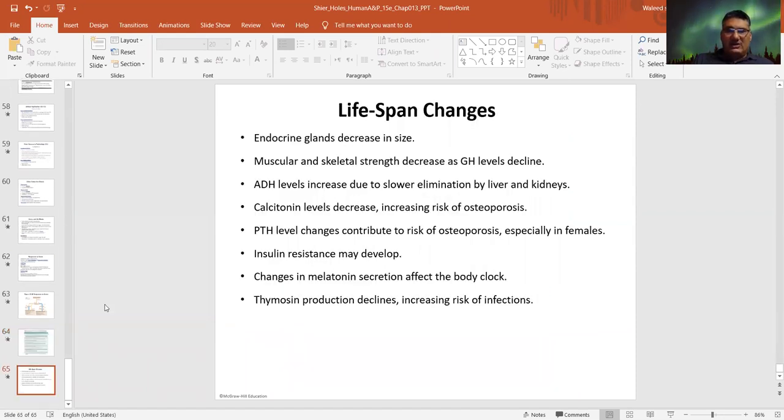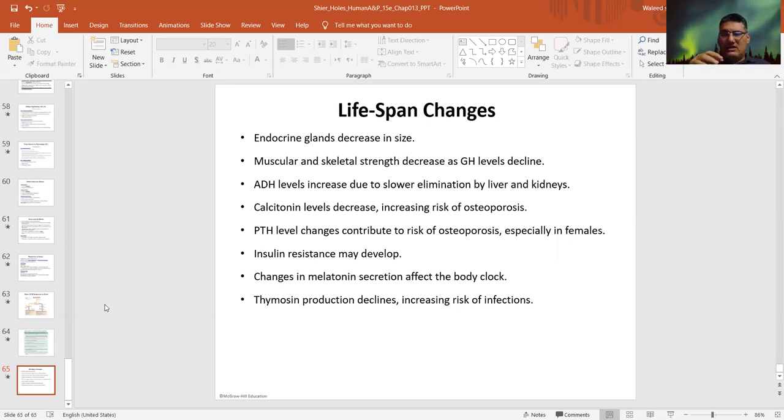The thing here is the lifespan changes, everything deteriorates. Endocrine function deteriorates. Hormones less. Kidney become less sensitive to ADH. Calcitonin decrease, hormones decrease, your bone become weaker, your muscles become weaker, insulin resistance can develop. So if you are younger age, you're less likely to develop type 2. As you grow older, you have more chances that your body cells become resistant. So it increases with age.